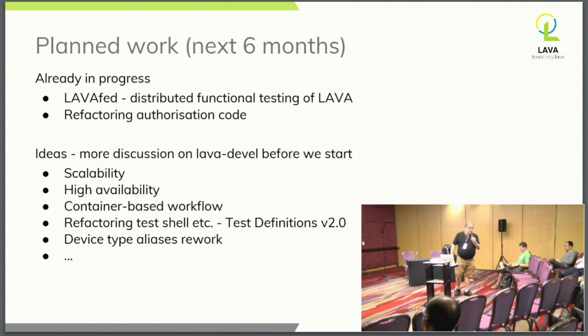We are looking at refactoring our test shell definitions. Part of the work that has already happened with the bootloader testing and interactive testing will be further expanded with this. And I think there's also a simple one. We have support for device type aliases at the moment that basically just don't work at all. If anybody is using this, please tell us now, because we're about to throw it all away and come up with something better. And obviously, there's a whole load of more things that I'm sure will happen.